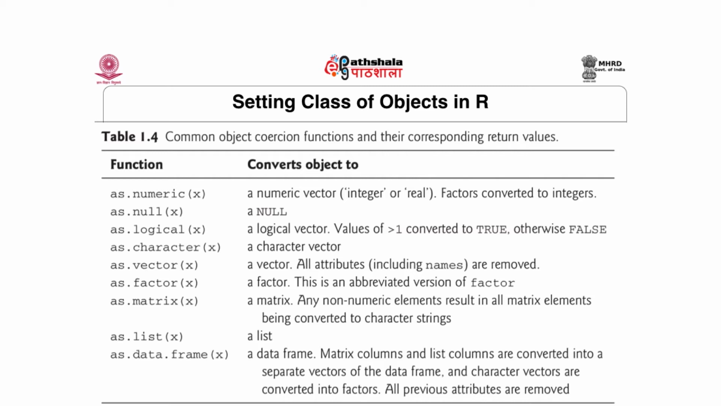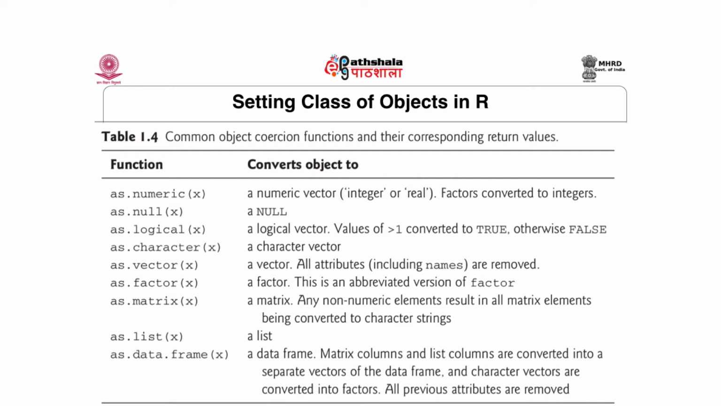So for example, a number can be treated both as a numeric variable or as a string variable, and we have just seen how you can convert between the two. So you could start with a number as a string and then set it as a numeric variable by using the as.numeric function. And this list, for example, shows you a number of different such functions. For example, as.numeric will convert the object to a numeric vector. If you use as.null(x), it's going to convert it to a null one.